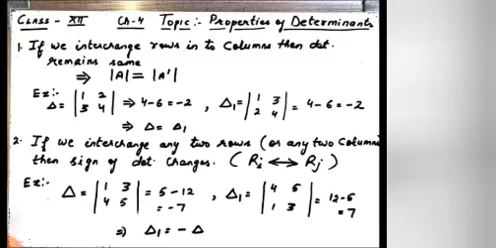Our second property is: if we interchange any two rows or any two columns, then the sign of the determinant changes. For example, suppose in a problem we want to interchange the first and second row, then to balance this we need to multiply by a negative sign.